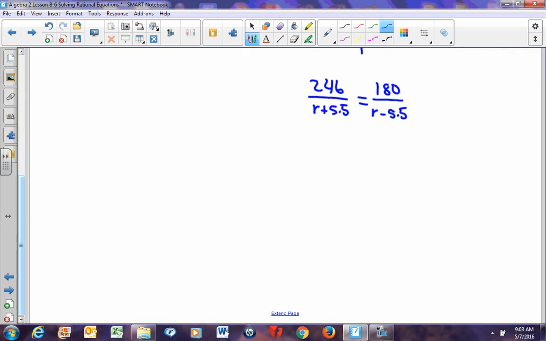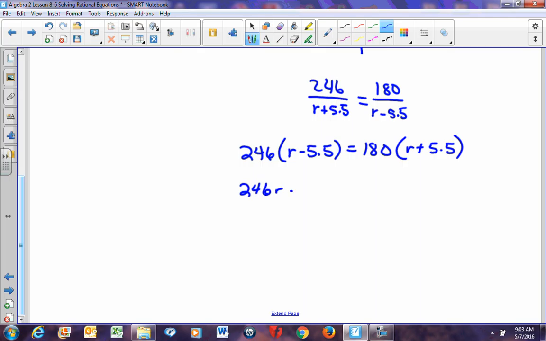So now I can just cross multiply. So I'm going to have 246 times R minus 5.5 equals 180 times R plus 5.5. If I distribute, 246R minus 990 equals 180R plus, no, wait, I'm going to say that, and then I can multiply there. 246R minus 1,353 equals 180R plus 990. Buttons in the calculator.